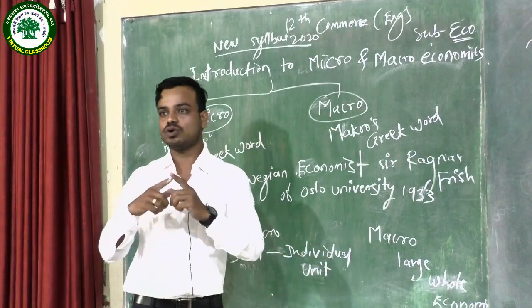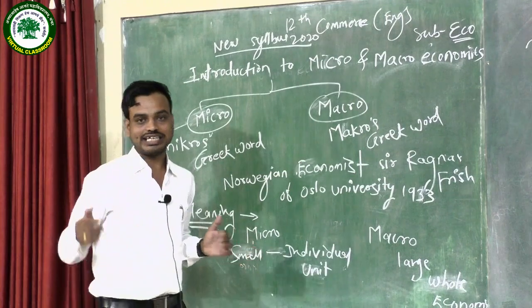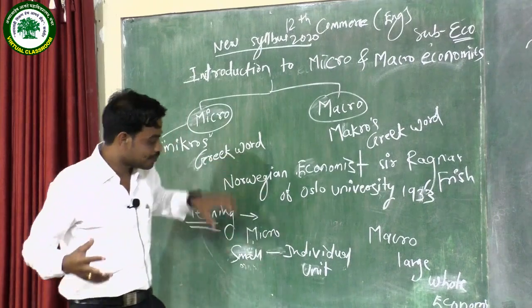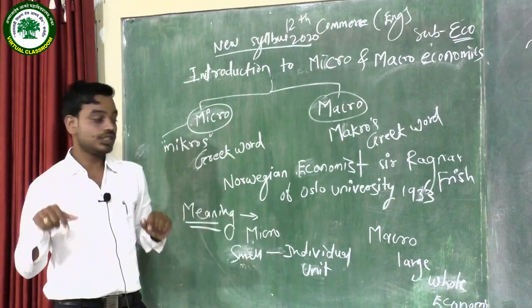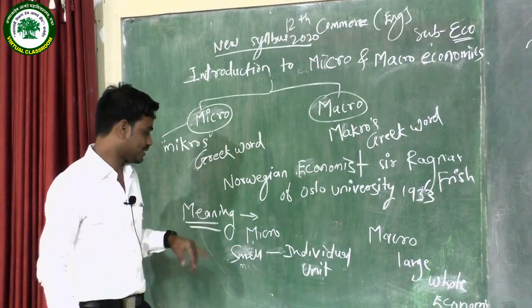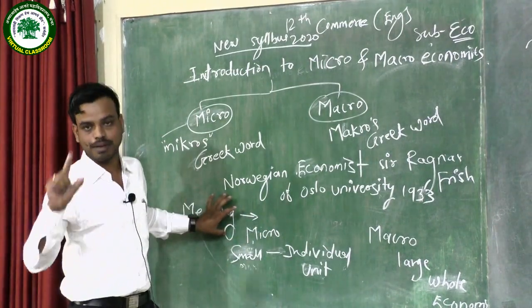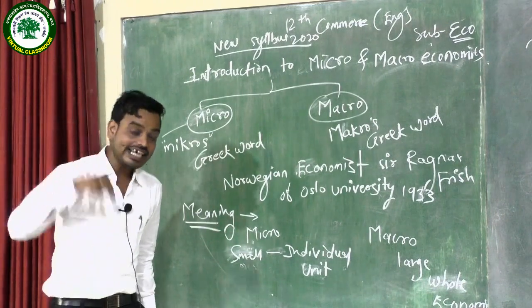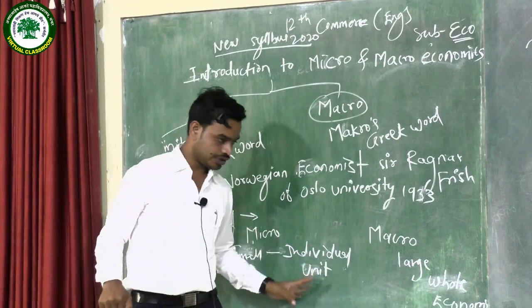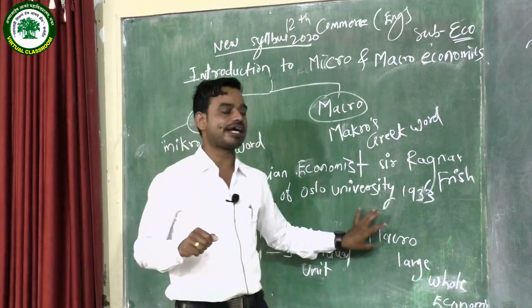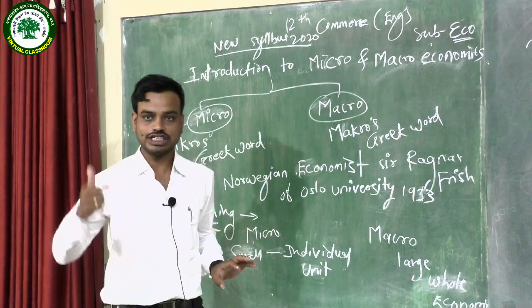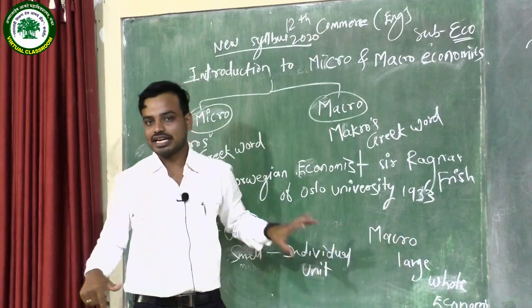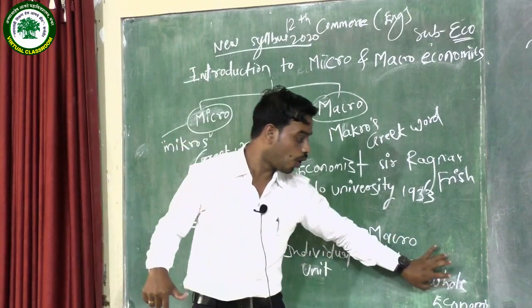Like that, if we think about any country, in that country there are two contents. First content is the small unit, second content is the large unit. All the small units are involved in microeconomics. So in the meaning you should remember one thing: microeconomics means a small part of the economy, and in it we study the individual unit. Then second, macroeconomics: macro means large. This word is derived from the Greek word macros. In this concept, we study the whole economy.